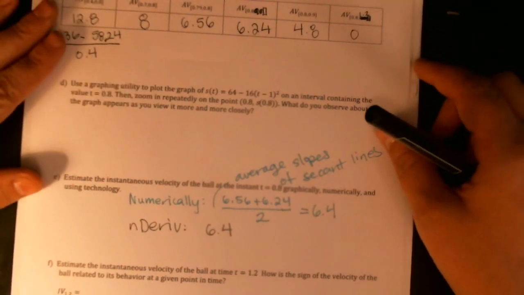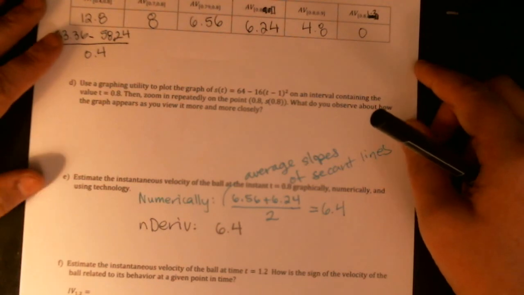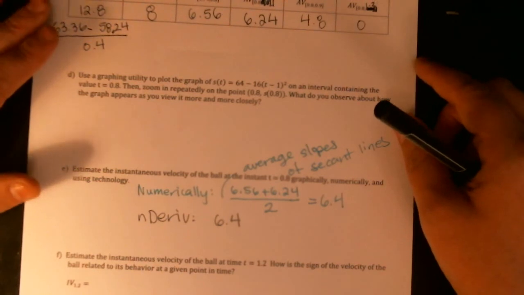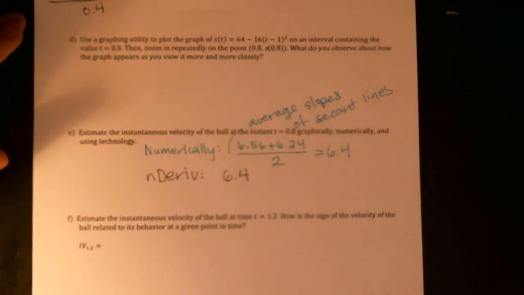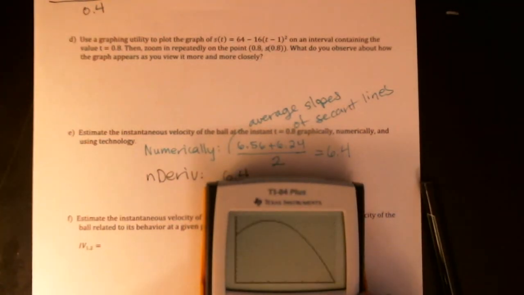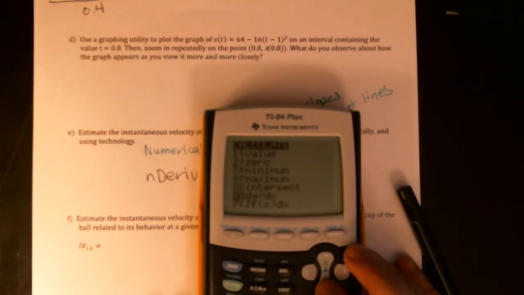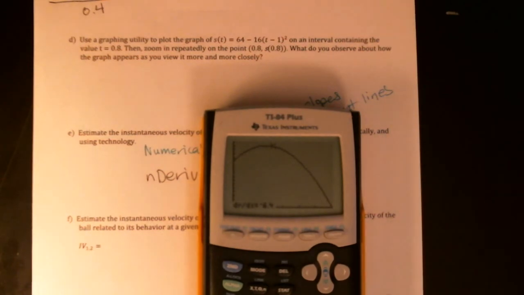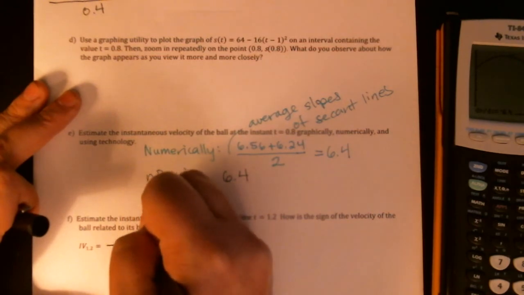All right, next, we are supposed to estimate the instantaneous velocity of the ball at t equals 1.2, and then see how the sign is telling us something about the behavior of the ball. I'm going to use the graph one again because I kind of like it. Here's the graph, and I am going to calculate dy dx, the slope of a tangent line. I want to know what's happening at 1.2. If I plug that in, I get negative 6.4, so at 1.2 I'm getting a velocity of negative 6.4.